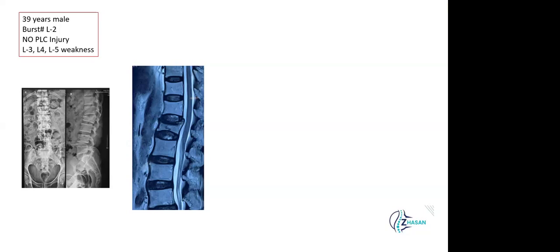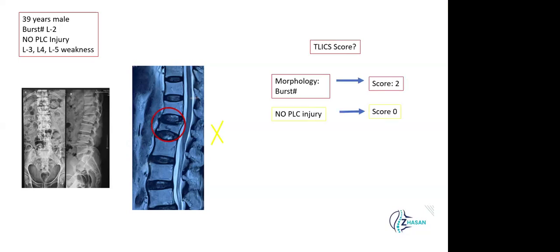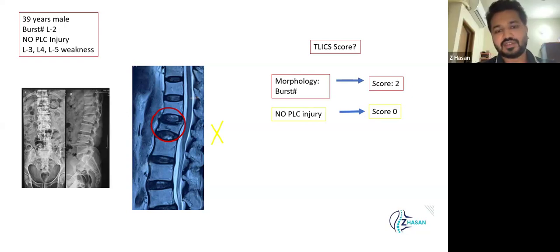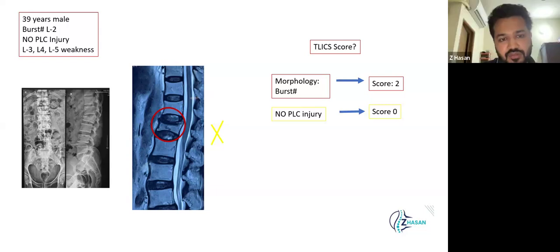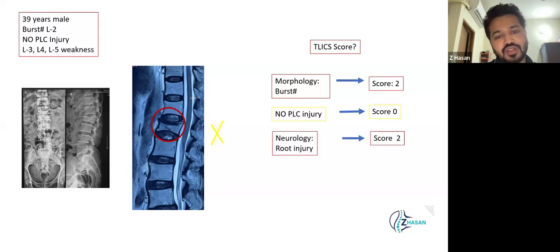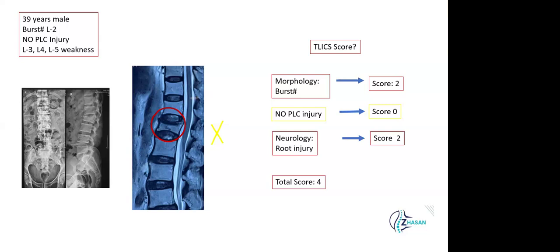For burst fracture morphology, the score will be 2. No PLC injury, so score 0. L3, L4, L5 weakness, that indicates incomplete spinal cord injury. No, this is root only injury. For root injury, score 2, only root involvement. So it is 2, right? So the total score is 4. So what is the decision? Surgeon choice. It depends on surgeon choice.